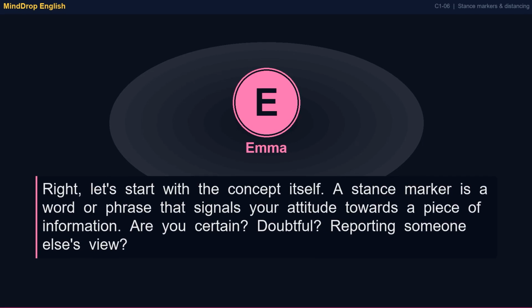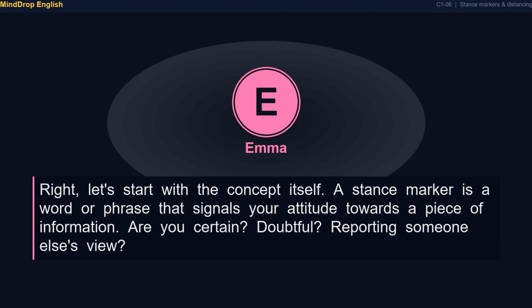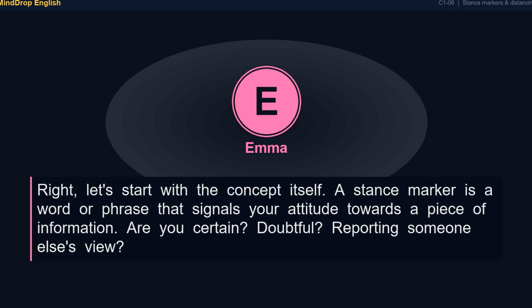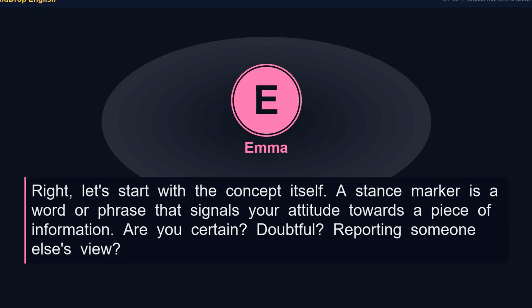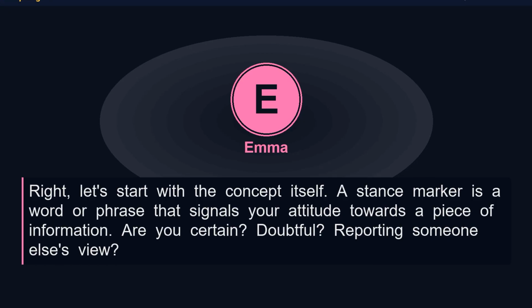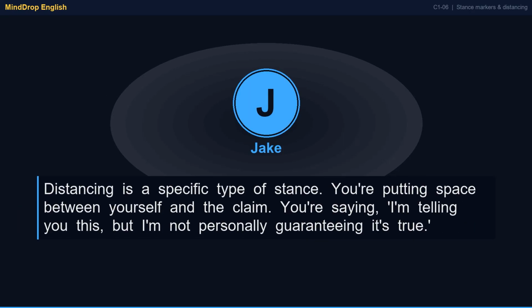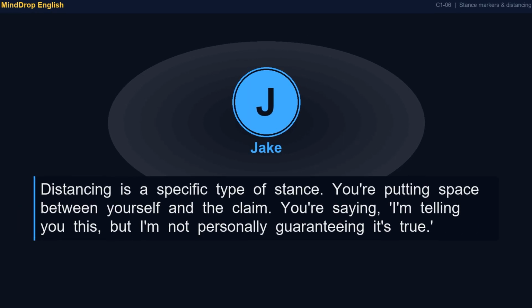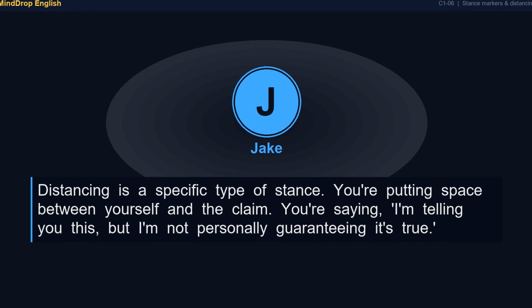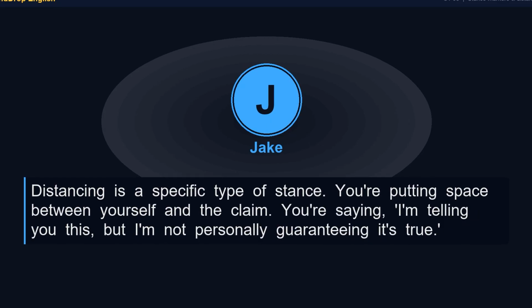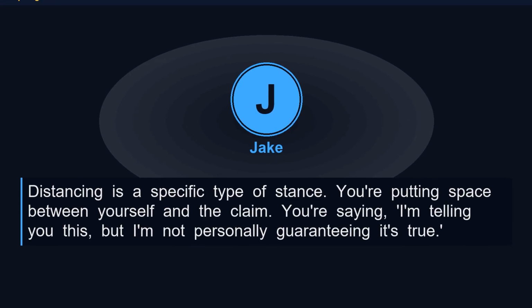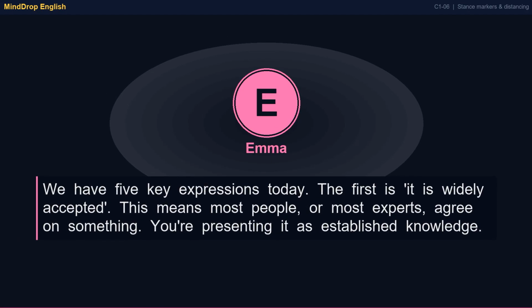Let's start with the concept itself. A stance marker is a word or phrase that signals your attitude towards a piece of information. Are you certain? Doubtful? Reporting someone else's view? Distancing is a specific type of stance. You're putting space between yourself and the claim. You're saying, I'm telling you this, but I'm not personally guaranteeing it's true. We have 5 key expressions today.